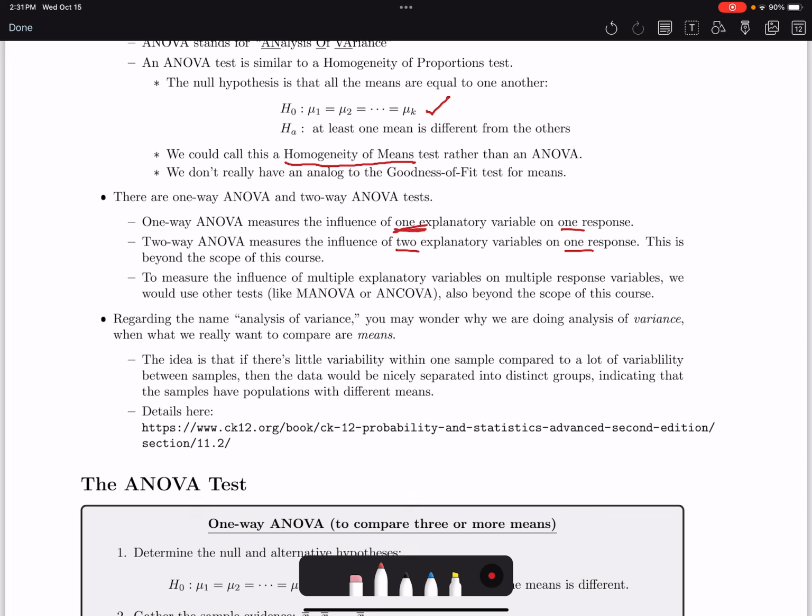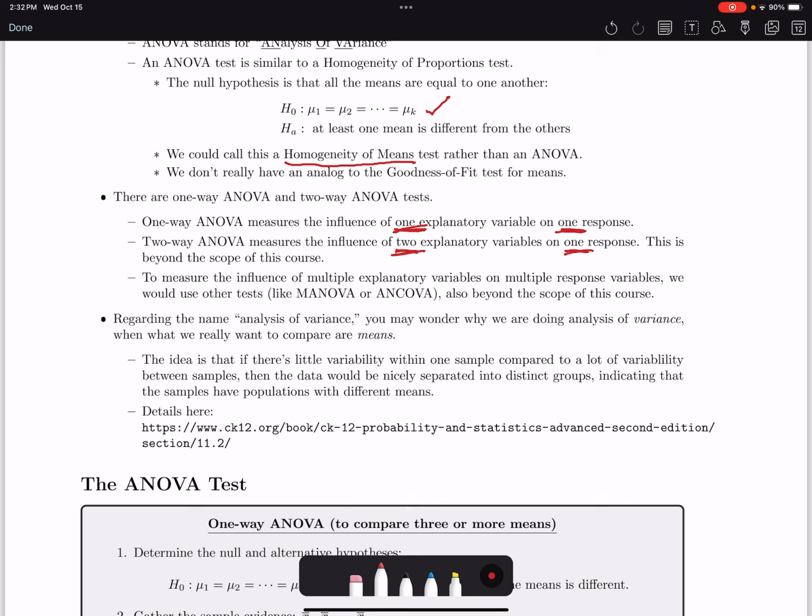But if you wanted to know what does the effect of diet and exercise together have on weight loss, then you would run a two-way ANOVA. You would have two explanatory variables, diet and exercise, and then one response, right? But the two-way ANOVA is beyond the scope of this course. Okay, we're not going to get that far. We're just going to stick with a one-way ANOVA.